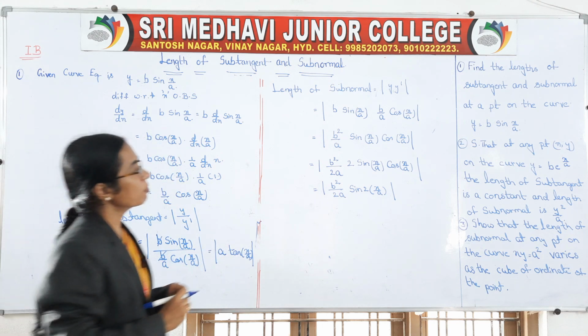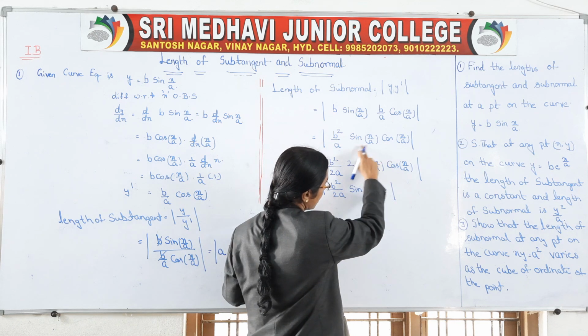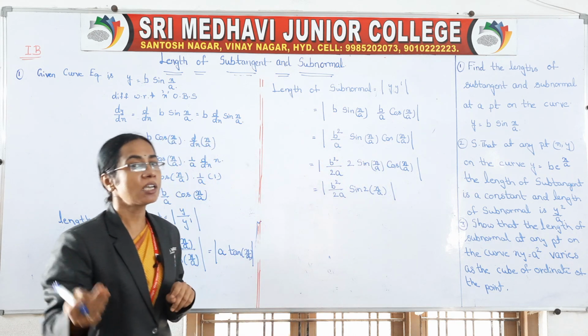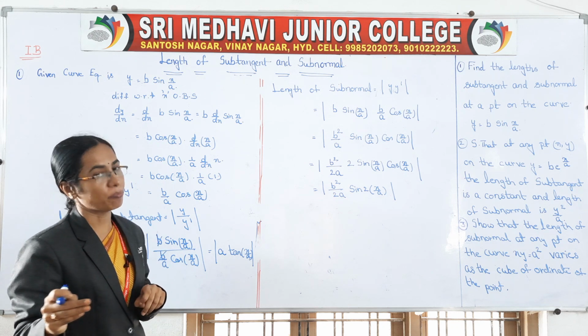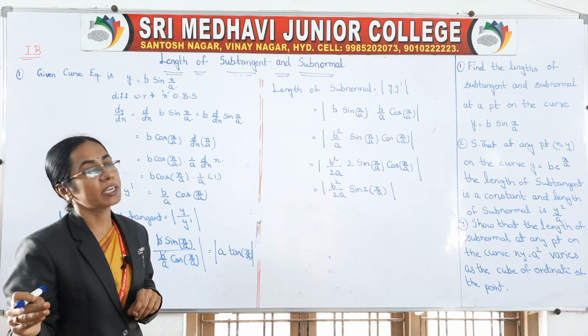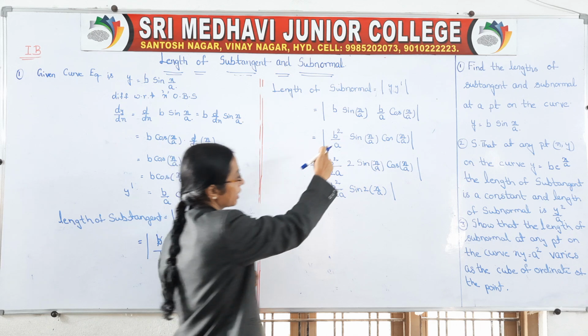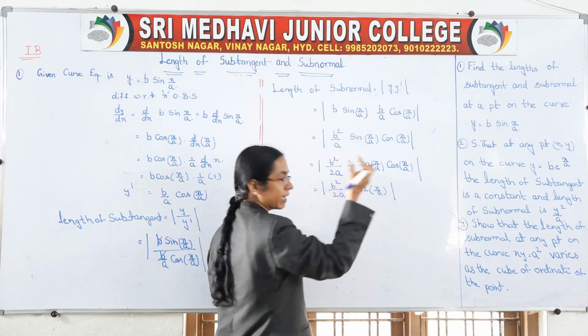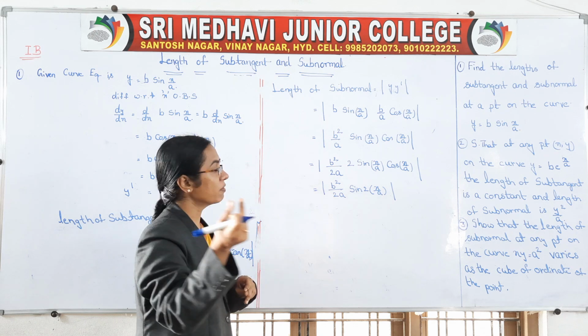Okay, so which formula did we use? Sin theta cos theta is there. If it is 2 sin theta cos theta, we can write sin 2 theta, a trigonometry formula, right? So for that sake we multiplied and divided with 2, and in theta's place we can have any value.